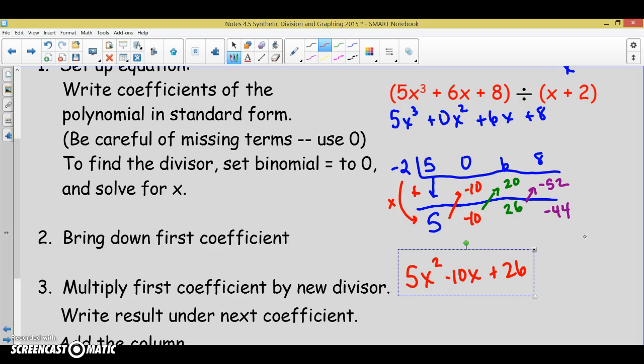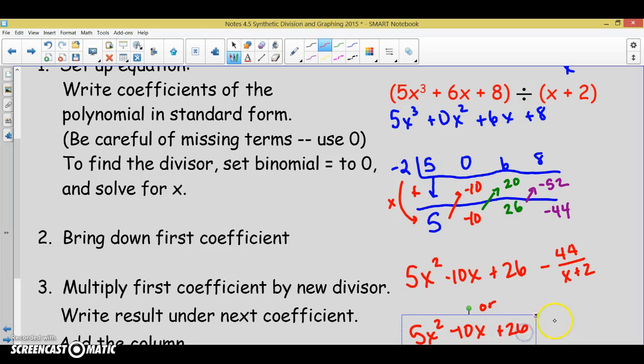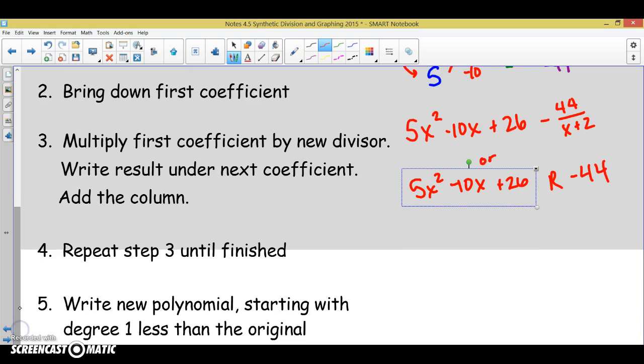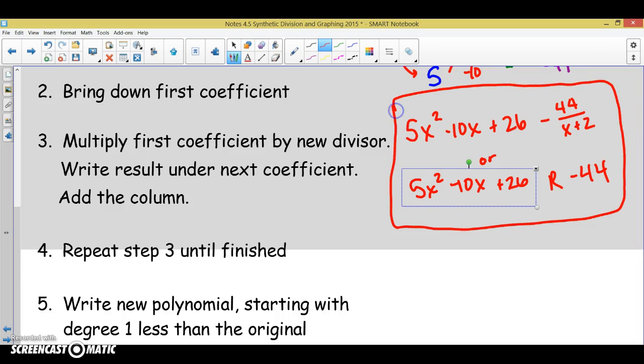Now, we do have this number here of the -44. There are 2 ways that we can write it. One way is writing it as minus, since it was a negative number, 44 over our divisor, which was the x plus 2. I think that's technically the official way to write it, but sometimes we can write it as 5x squared minus 10x plus 26, and then r for remainder of -44. So either of these would be acceptable answers. The first one I think is the more mathematical answer, but either of those would be fine.